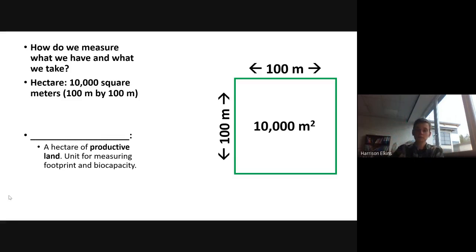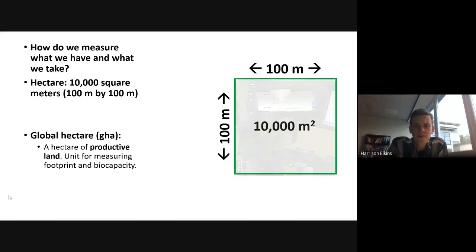Okay? And a global hectare is a hectare of productive land. So basically, we use that for measuring how much is available to us and how much we take when it comes to the environment. So a hectare of productive, maybe it's growing grass, okay? So that would be land that is producing something for us.